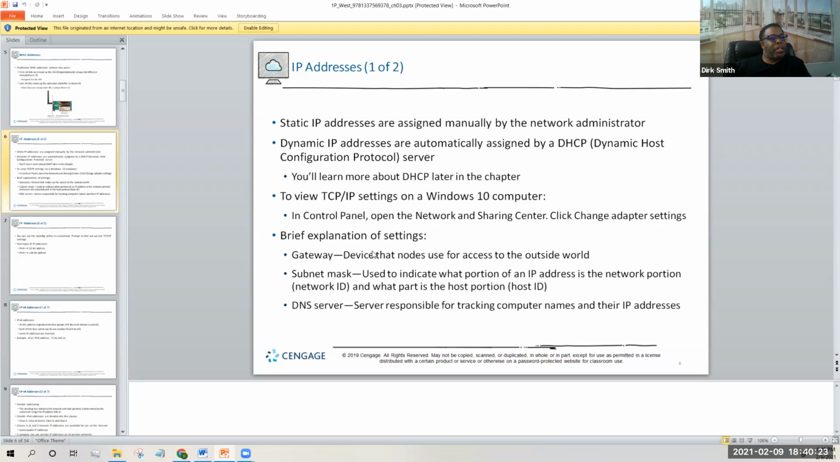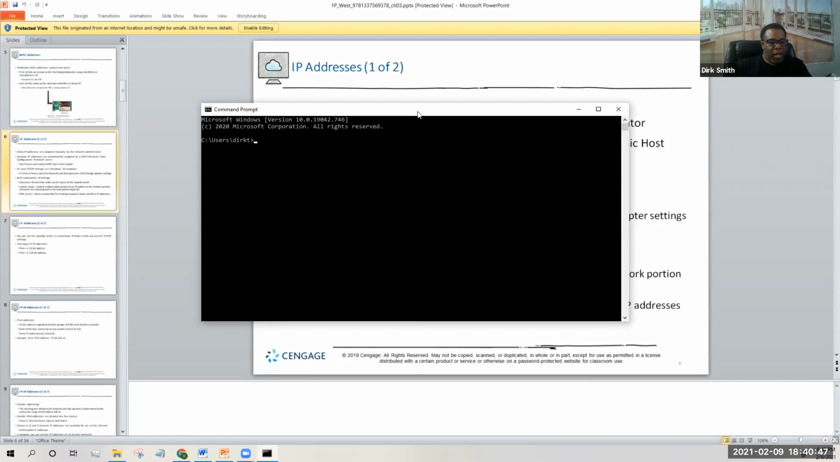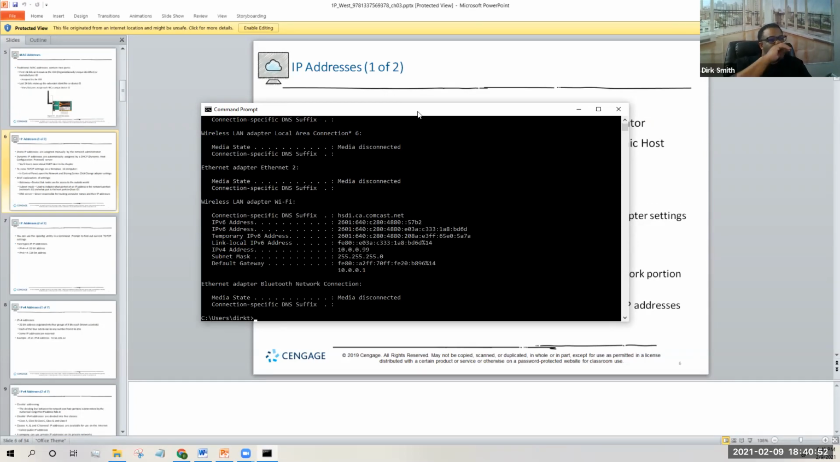So a couple of things in the book, and I think you're going to see a couple of things in your lab, is how to view an IP address on a computer. You can go to a command prompt on any computer, and I think the book points that out. Then you type IPCONFIG, and it's going to give you the IP address of this computer that I'm on here.